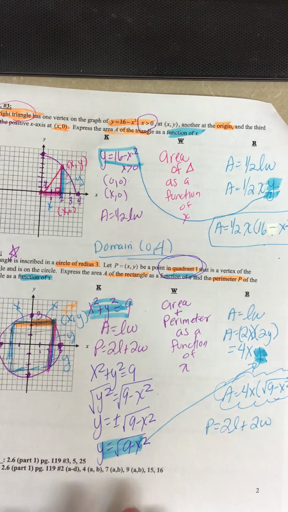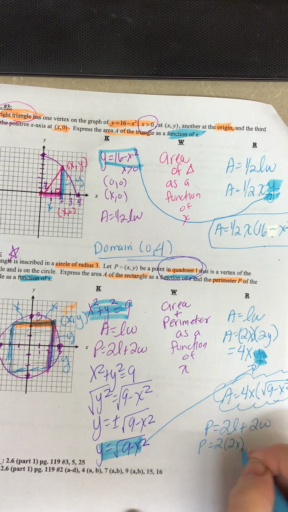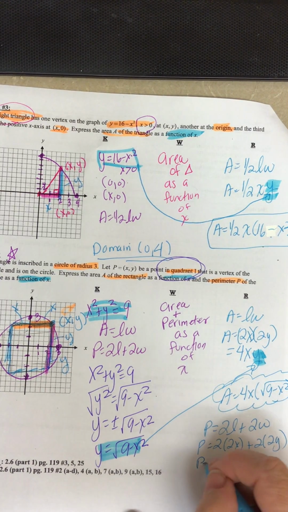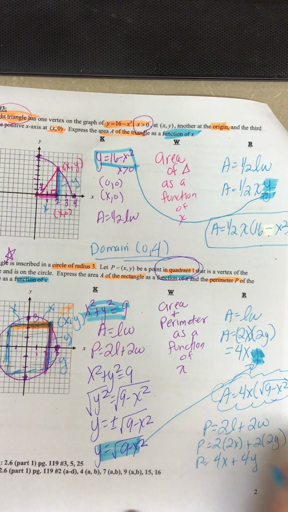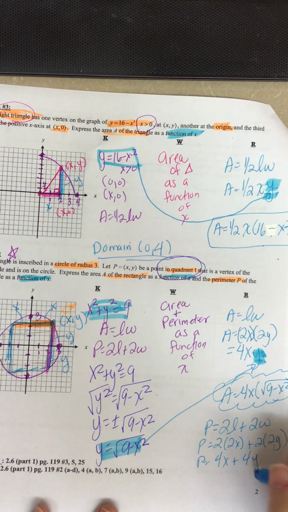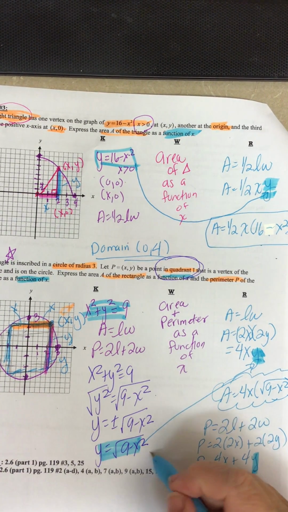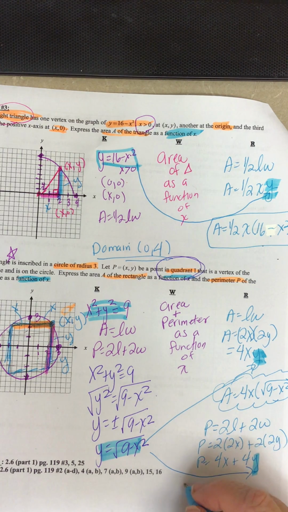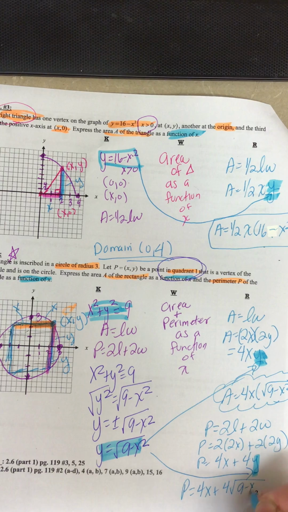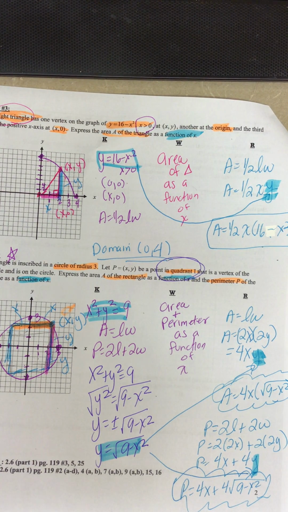Perimeter is 2 lengths plus 2 widths. Well, we decided the length was 2x and the width was 2y, so that's 4x plus 4y. And then once again, it needs to be as a function of x, which means I can't have this y. So I need to take that y formula and plug it back in. So it's 4x plus 4 times the square root of 9 minus x squared. And that is a formula for your perimeter.